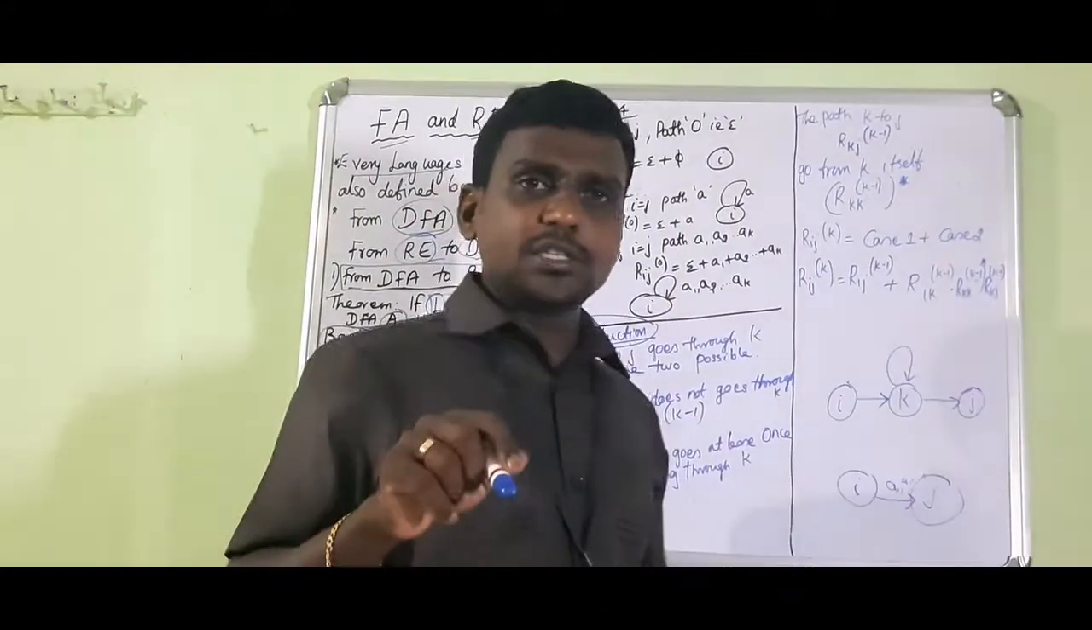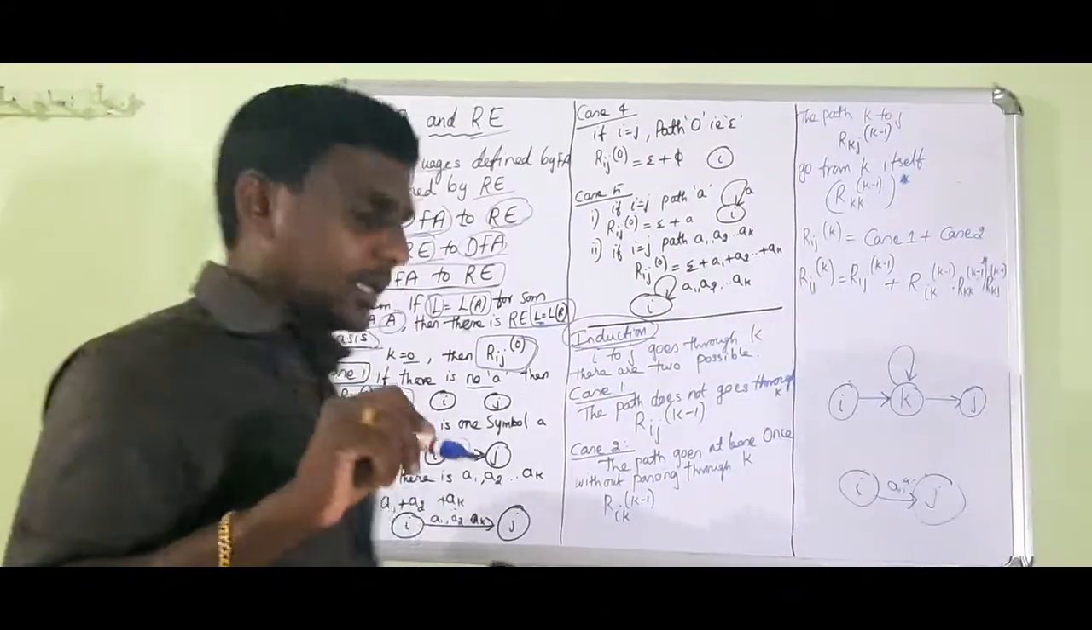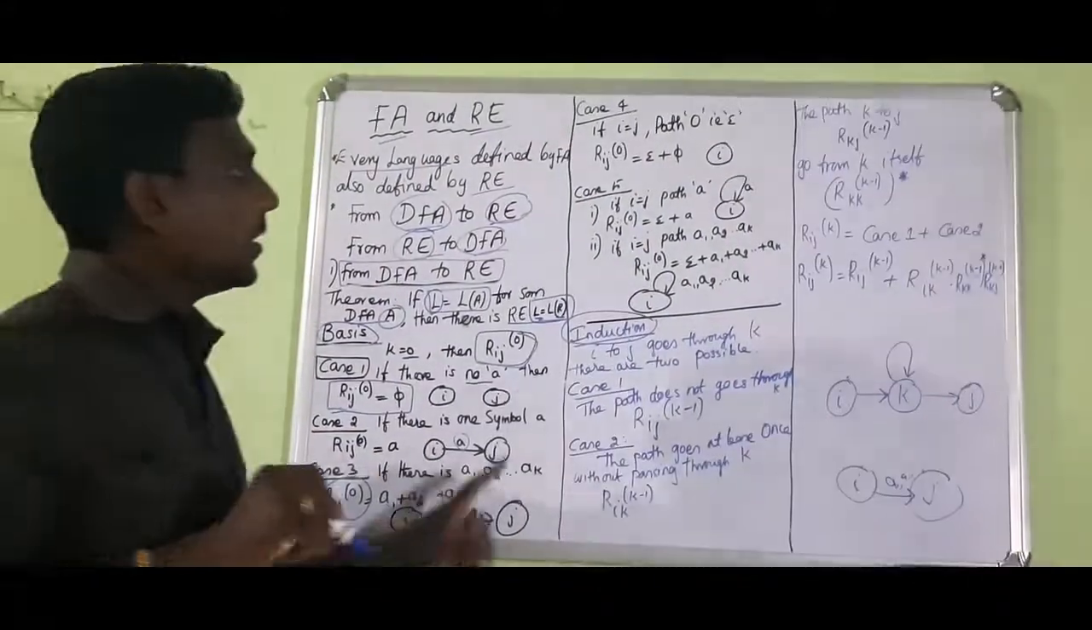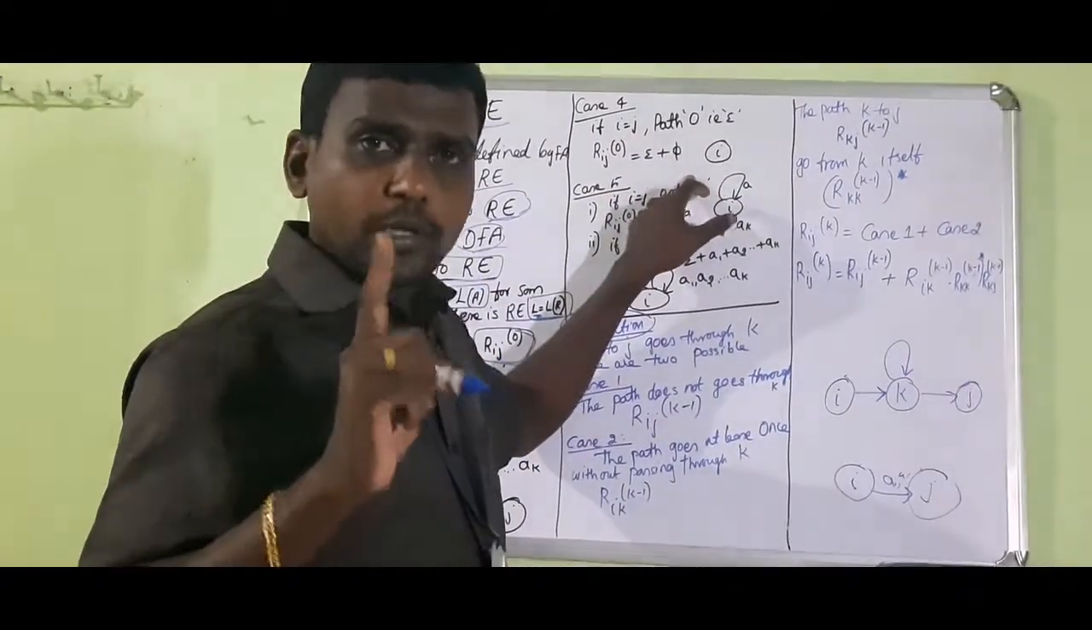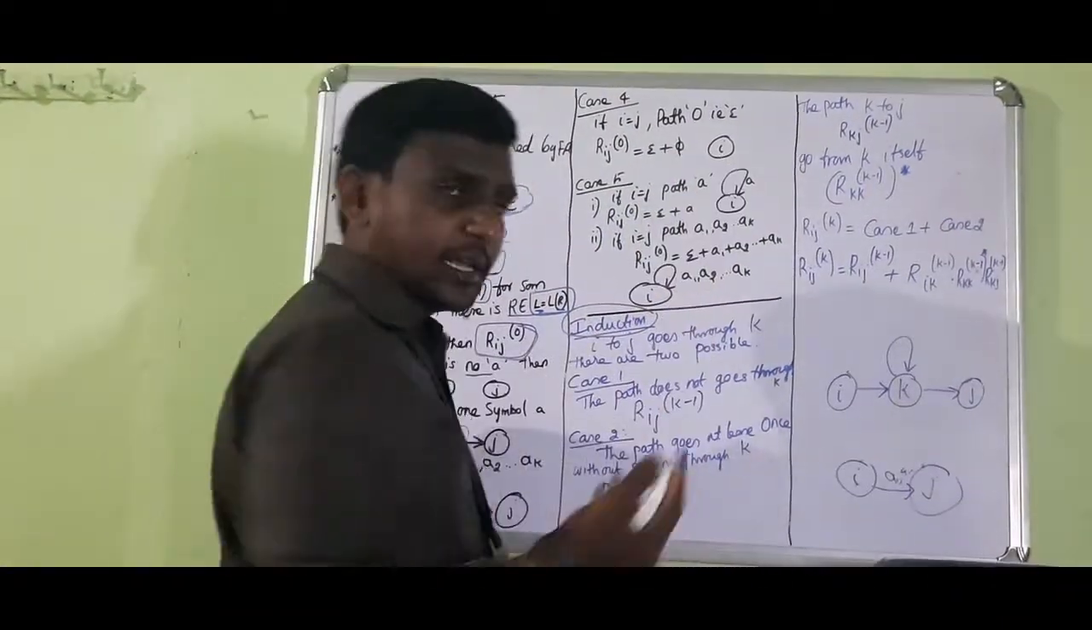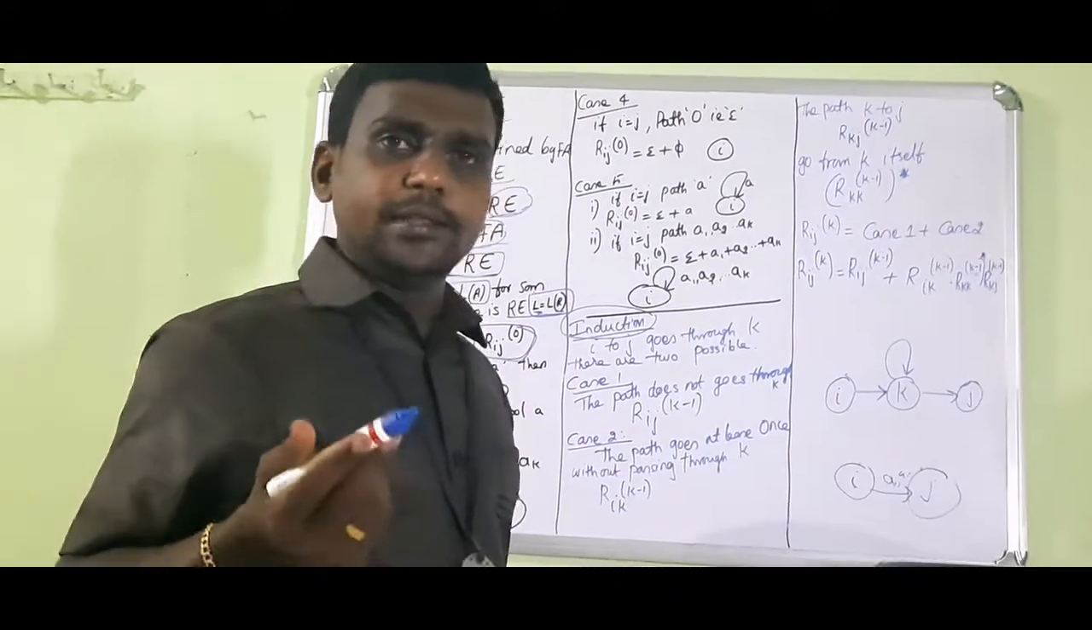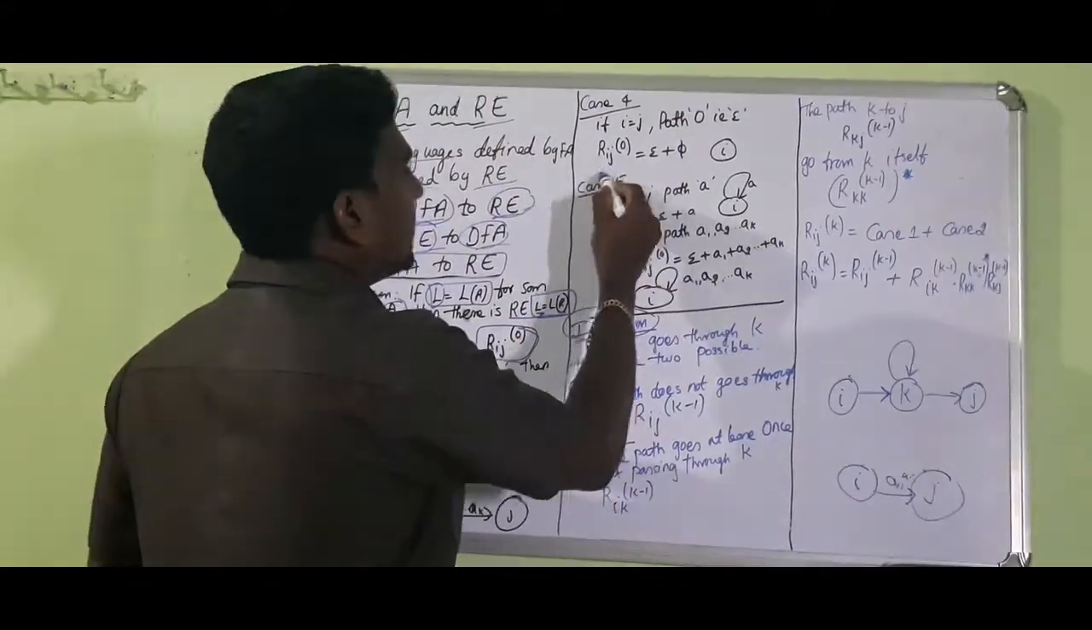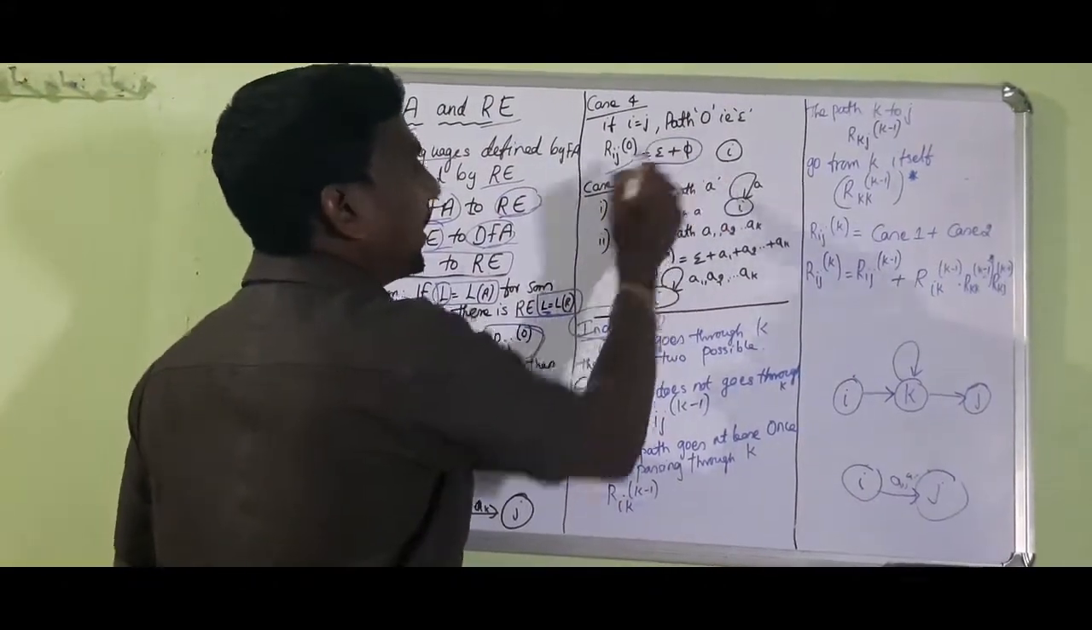So then Rij power 0 equals a1 plus a2 plus a3 plus ... plus ak. And another case: there is only one state and there is no path, which means it doesn't read anything. Then we represent Rij power 0 equals epsilon plus phi.